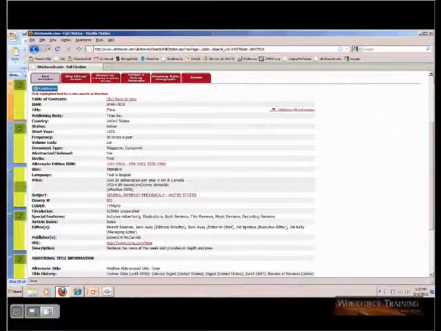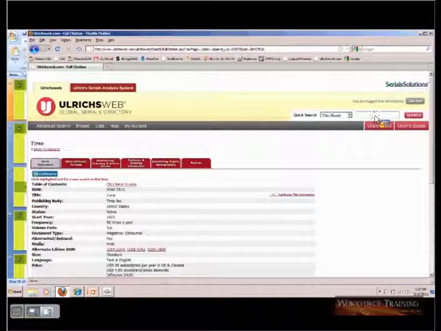Okay. Let's go ahead and move on here because I don't want to take up too much of our time with this. But if you need to find out if a periodical is peer-reviewed and who publishes it, which are very valuable bits of data to know, then this is one way you can get that.